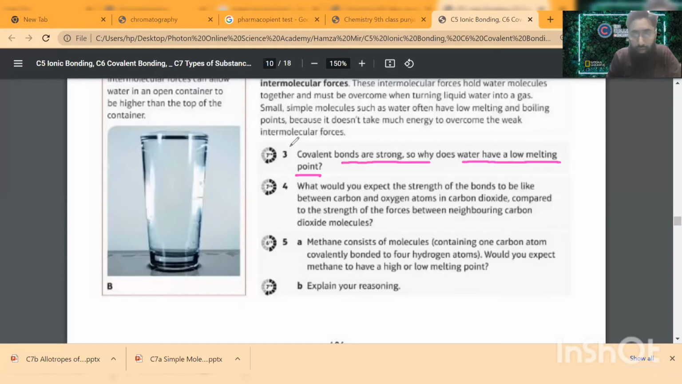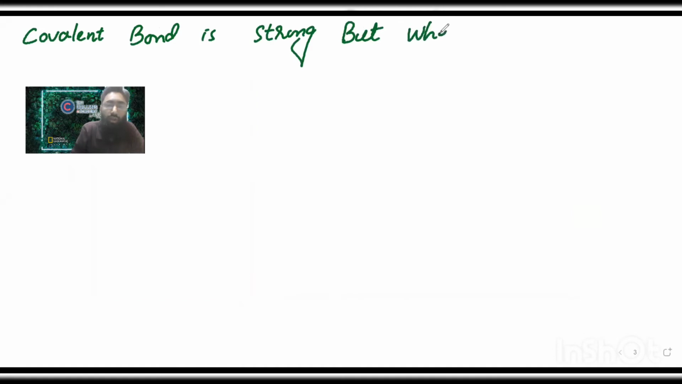So first of all, let me write that question. Covalent bonds are strong, so why does water have a low melting point?